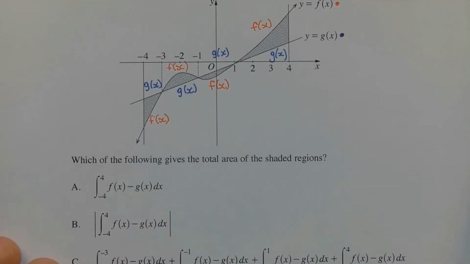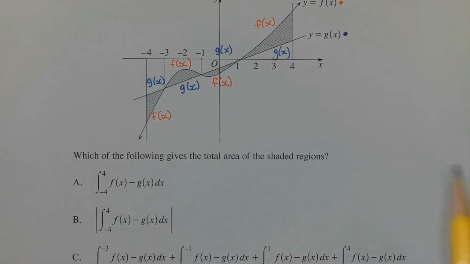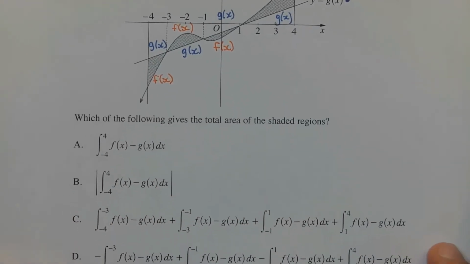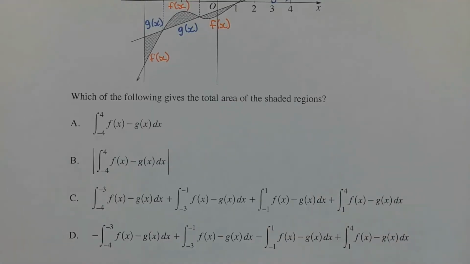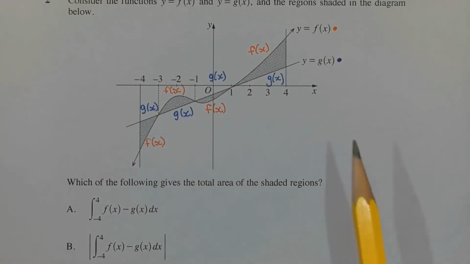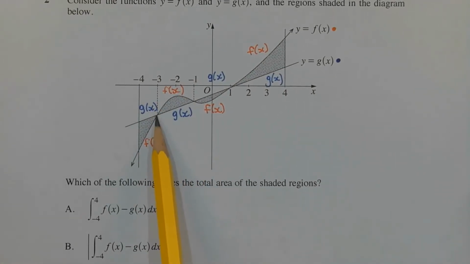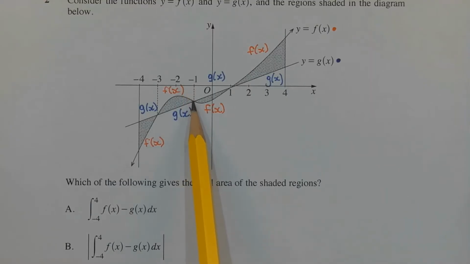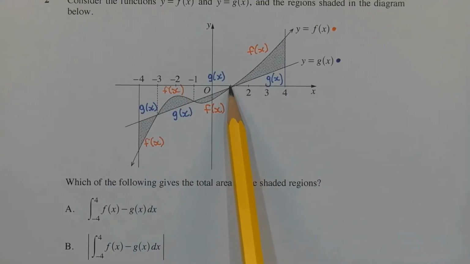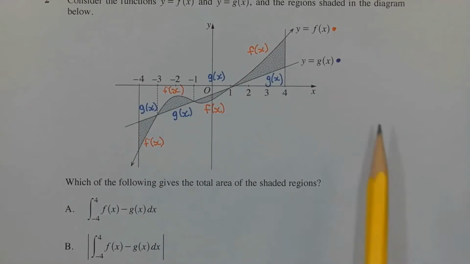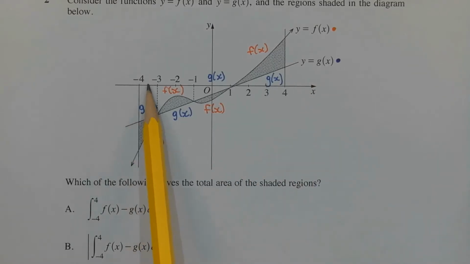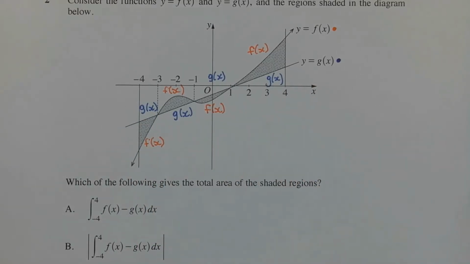So that means that options A and B are incorrect. That leaves us options C and D. Now we can see that the integrals are split up based on the intersection points. So going back to the graph, we have an intersection point here, x equals -3, x equals -1, and at x equals 1. And the entire integral is from x equals -4 to x equals 4.